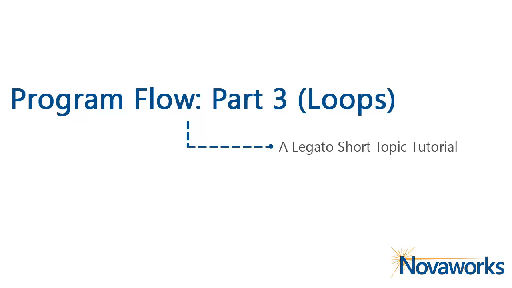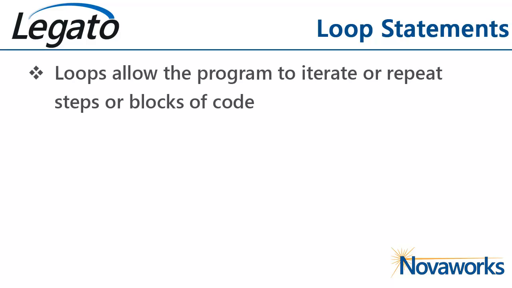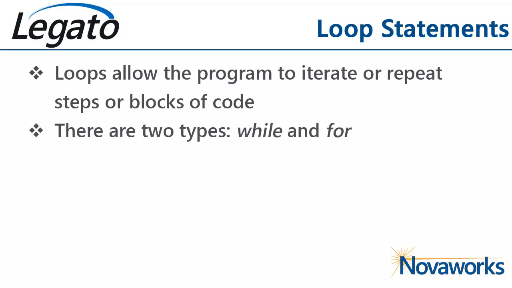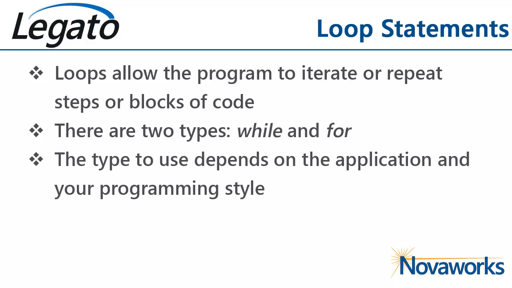This is the third video of 4 videos on program flow control. A common characteristic of most programming languages is to loop. Basically, loops allow a program to iterate or repeat certain steps or blocks of code. Legato supports 2 types of loops, while and for. In the later versions of Legato, we'll add for each and do, but at the moment you have while and for. The type that you use depends on the application and your own particular programming style.